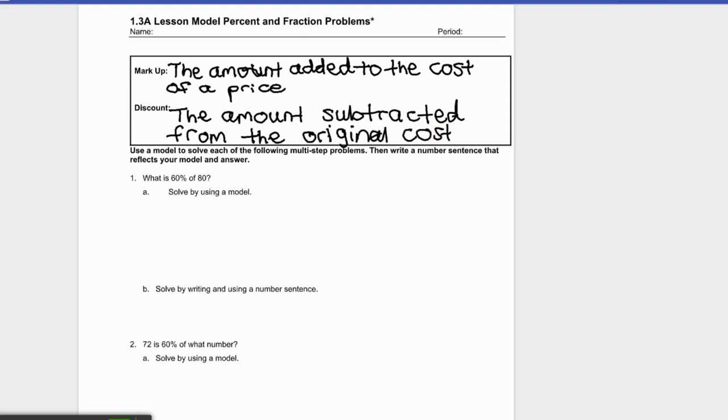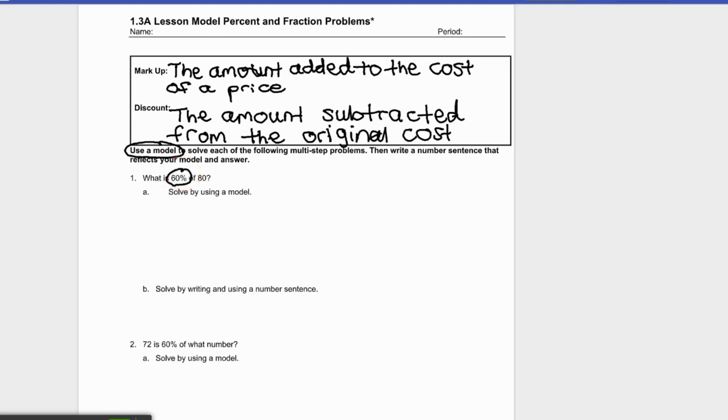All right, now that we know those two definitions of markup and discount, we're going to be solving problems involving markup and discount. So we're going to use a model to solve each of the following multi-step problems, then write a number sentence that reflects your model and answer. So I've given you multiple options to solve percent problems, but let's start with the model just for the first one, just as a reminder of what our model looks like. So number one says, what is 60% of 80?